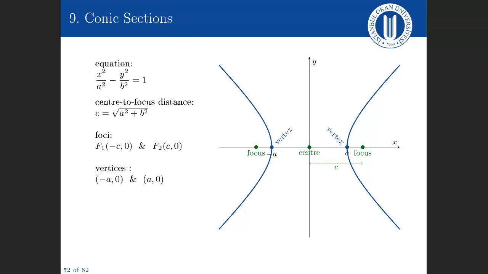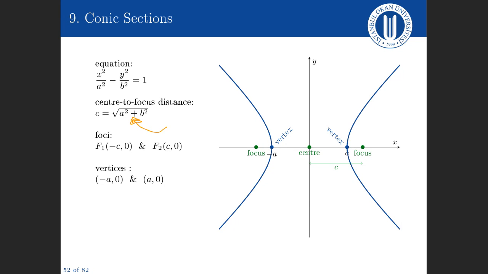To recap, we have the hyperbola x squared over a squared minus y squared over b squared is equal to 1. The center to focus distance. For an ellipse, it was the square root of a squared minus b squared. For a hyperbola, almost the same, except instead of minus, we have plus. The foci are (minus c, 0) and (c, 0). The vertices are (minus a, 0) and (a, 0).